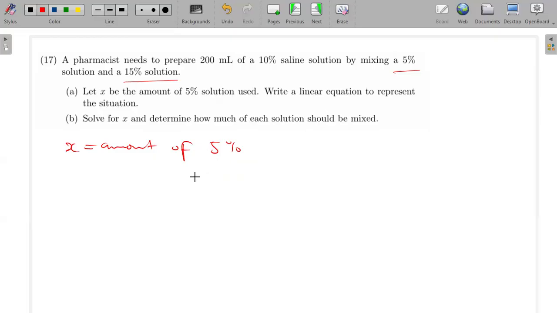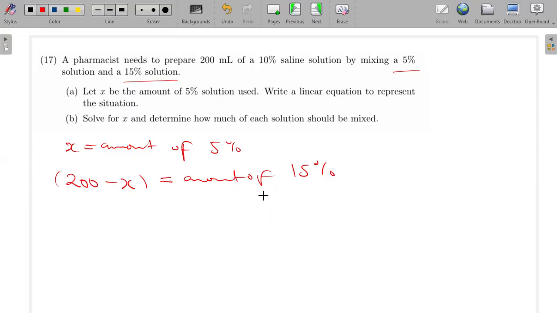So now, what part is going to account for the 15% used? If I am making 200, then subtracting the 5%, which is given by X, I'll account for the 15%. So I'm saying 200 minus X. This is going to be equal to the amount of the 15% that is used.